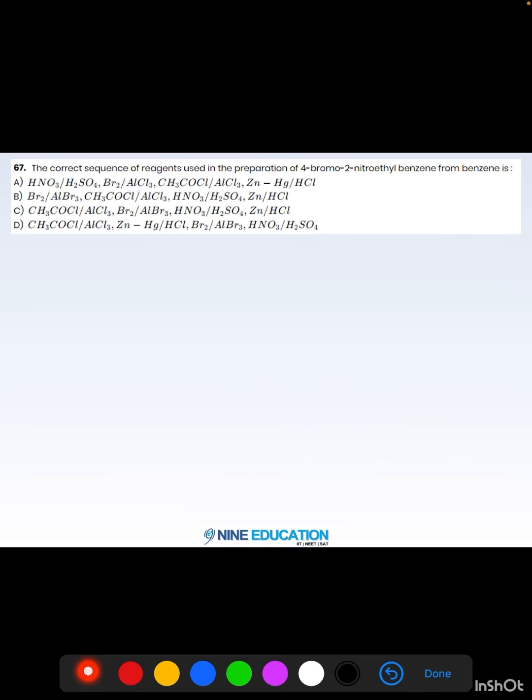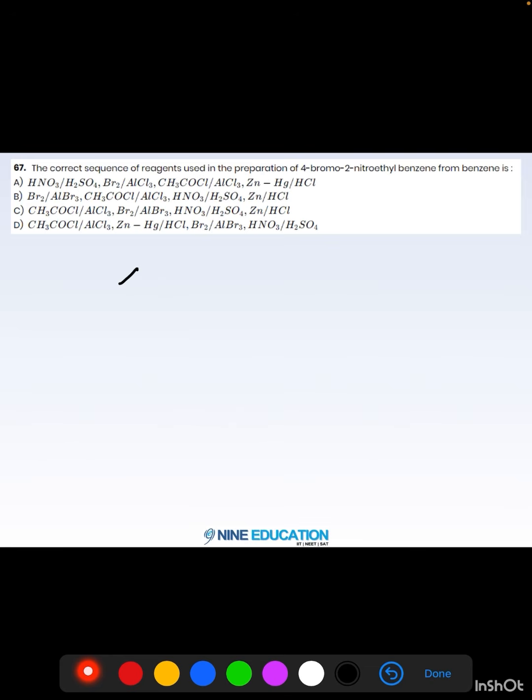Next question is: the correct sequence of reagents used in the preparation of 4-bromo-2-nitro-ethyl benzene from benzene. If this compound we need to prepare, generally these kinds of questions, in which we have to prepare some compound from the reactant, and there are different sequences of reagents given, are very famous and have been asked in the PYQs also a number of times. So let us discuss how do we do this.